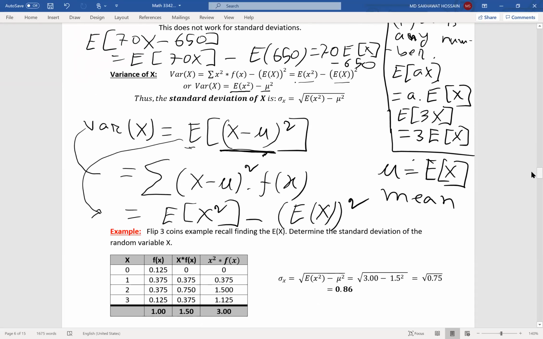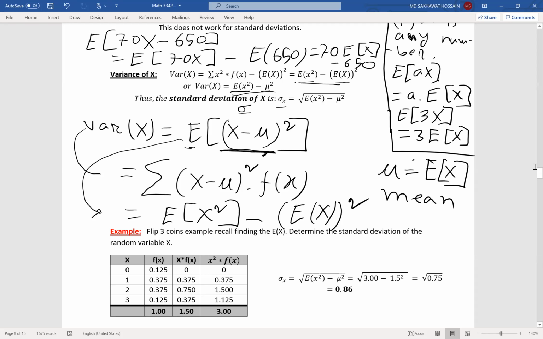So what is the relation between standard deviation and variance? Standard deviation is the square root of the variance, right? So that means variance is this one. So the standard deviation will be square root of expected value of x square minus mu square. To denote the standard deviation, usually we use sigma, but here we use sigma x to indicate that this is the standard deviation of random variable x.